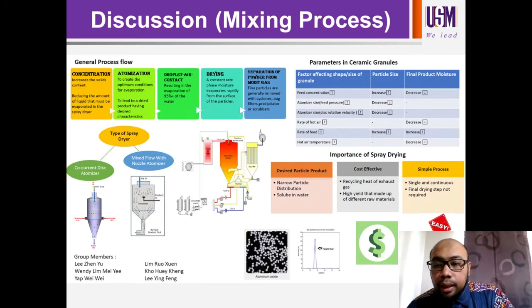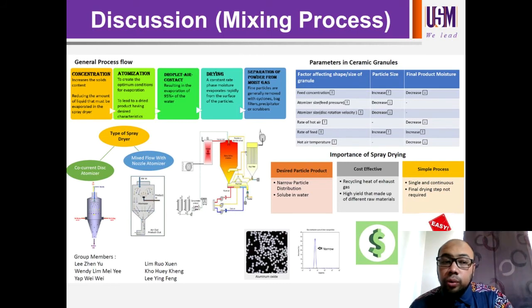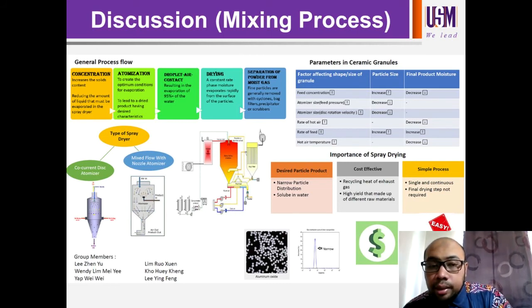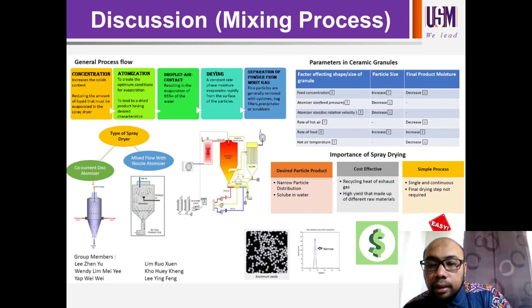Okay, in this case, I already summarized the factors. Maybe when you go through Google or the references, you can see more factors than I listed here. But in this case I just list out the factors affecting the shape and size of the granules. The feed concentration: as I mentioned before, you need to prepare the right concentration for the spray drying process, because a suitable feed concentration will produce different particle sizes and also different moisture content of the product.